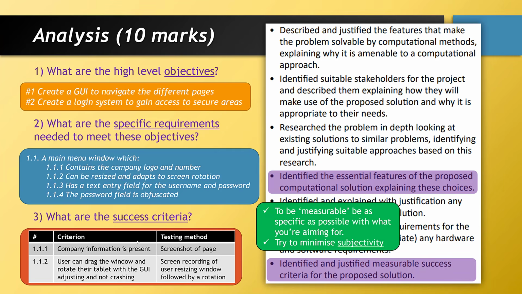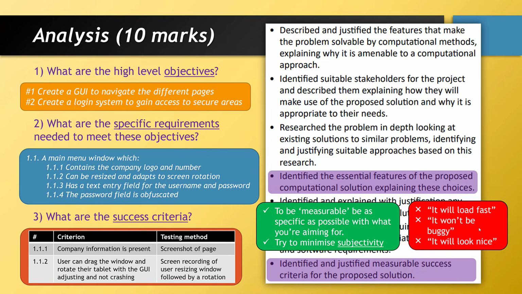So in my example, I've tried to be fairly measurable. For example, for this resizing requirement, I've said the user can drag the window and rotate their tablet without the GUI crashing, etc. I think that's fairly measurable. You could argue that it could be more specific, but it's better than just window can move, or it won't be buggy, or it will load fast, or it will look nice. Those are the sort of things we're looking to desperately avoid because they're subjective. What you think's nice might not be nice for somebody else, and so the more specific and assertive these are, the better.